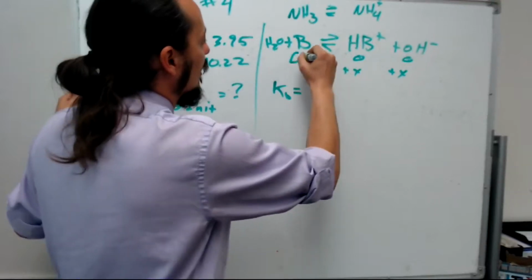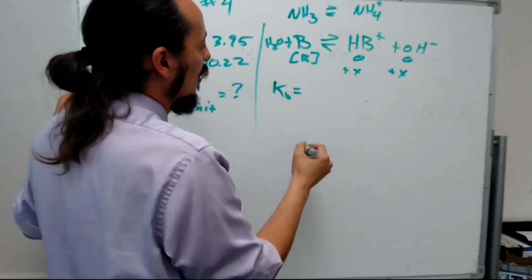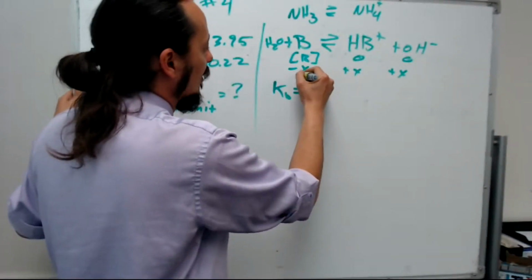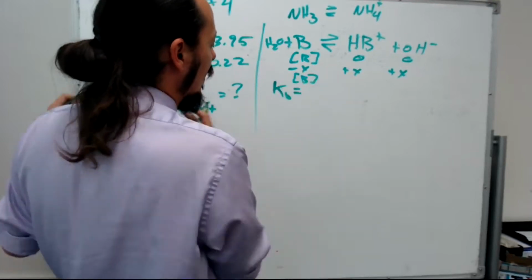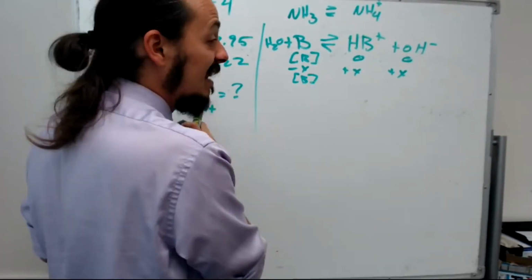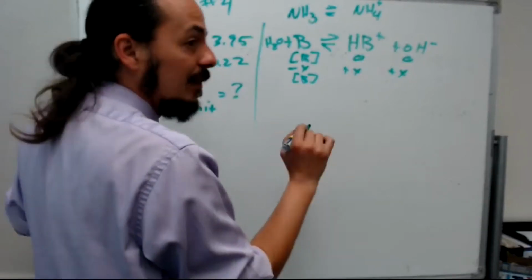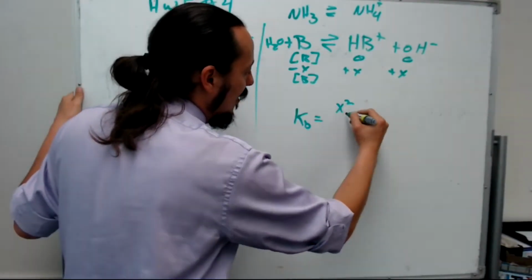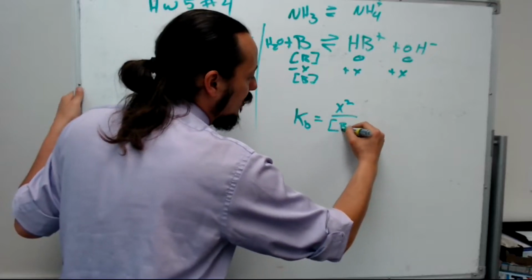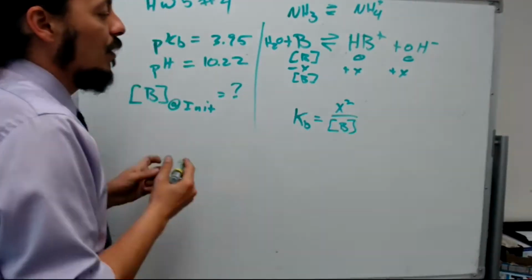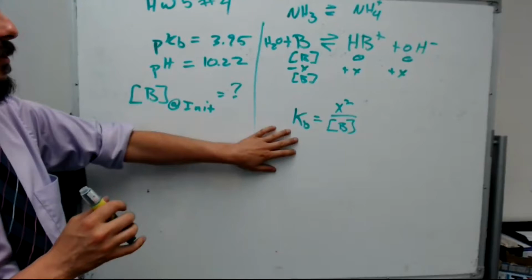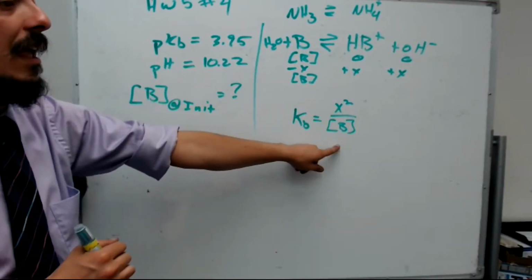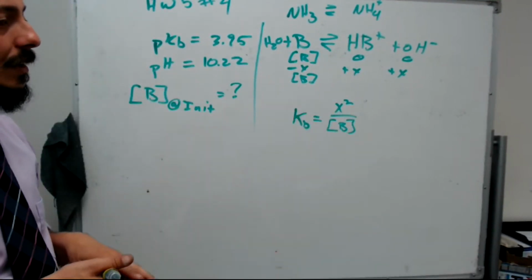Let's just leave this as the concentration of B, the thing we're solving for, minus X, still going to be the concentration of B. We're going to get the same equation that we saw for weak acids with a little bit of a change. Kb equals X squared over the concentration of B. Remember, when we were doing this for weak acids, it was Ka equals X squared over HA. So it's really the same equation.